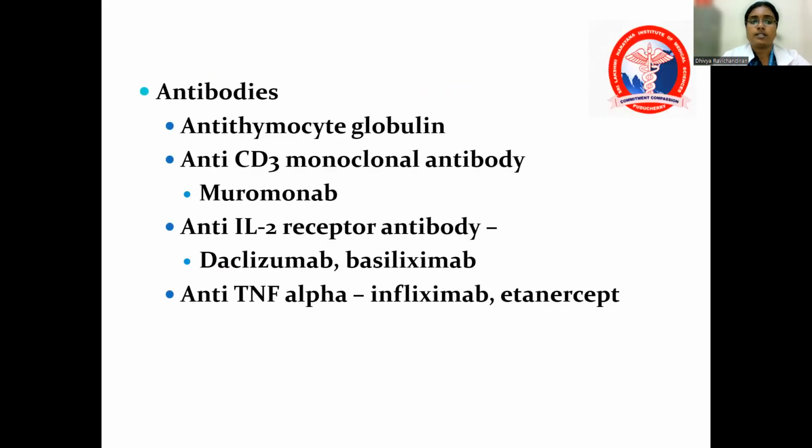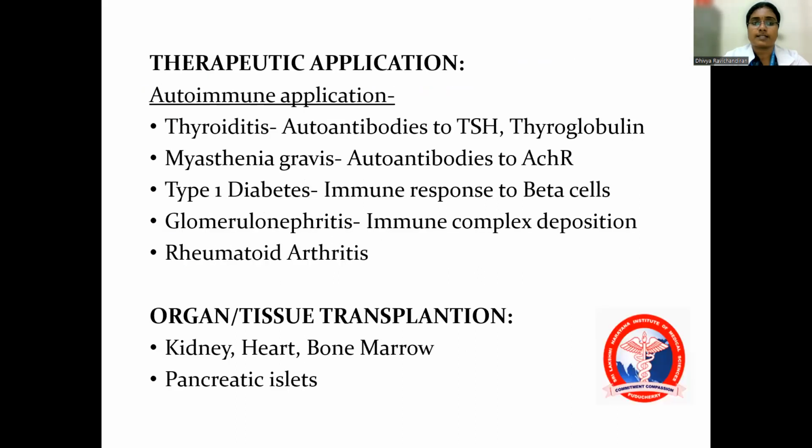Some of the antibodies are anti-thymocyte globulin, anti-CD3 monoclonal antibodies like muromonab, anti-interleukin-2 receptor antibodies like daclizumab and basiliximab, and anti-TNF alpha like infliximab and etanercept. These are some of the antibodies which act as immunosuppressants.